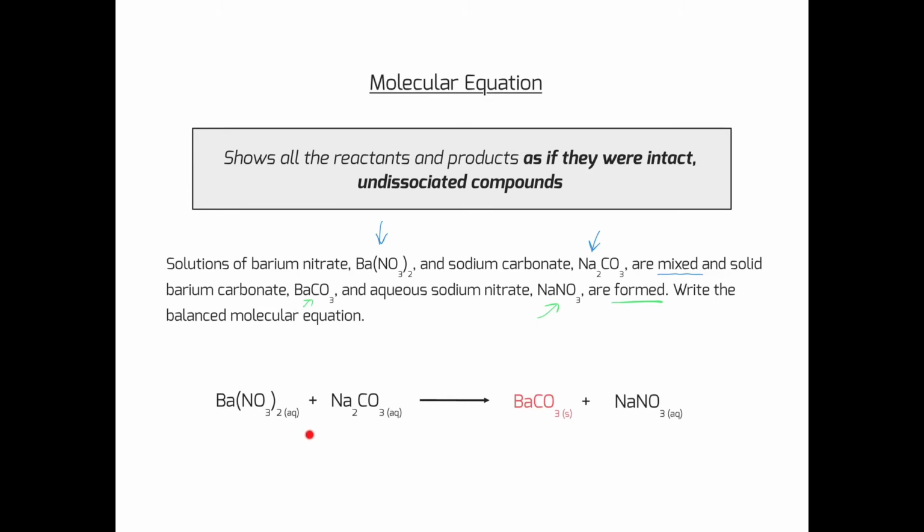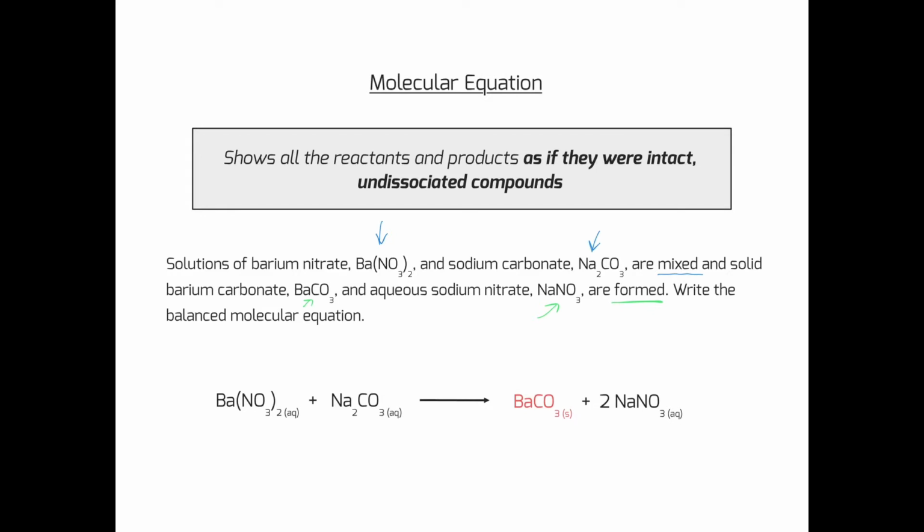So now we have our reactants and we have our products, and now we need to balance it. So we have one barium on the left, one barium on the right. We have two nitrates on the left, and only one nitrate on the right. So we put a 2 in front of sodium nitrate. Now we have one barium on the left, one barium on the right, 2 nitrate on the left, 2 nitrate on the right, 2 sodium on the left, 2 sodium on the right, 1 carbonate on the left, and 1 carbonate on the right. So now we're balanced.